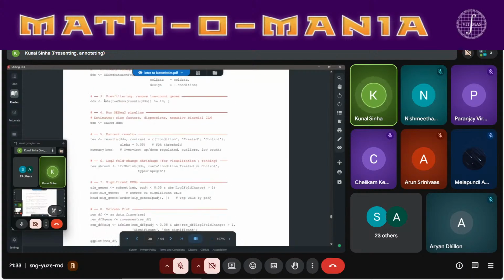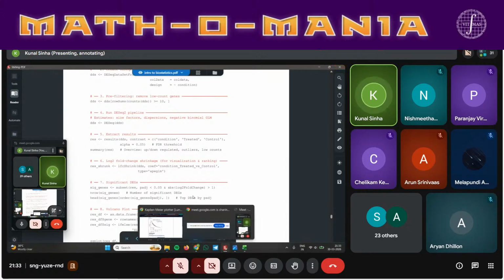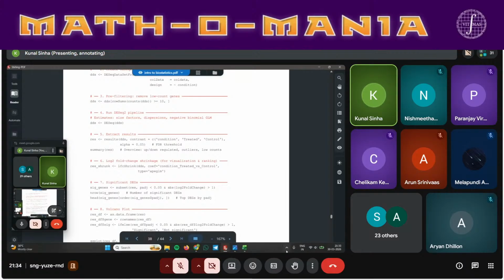Now we start the pipeline here: log2 fold change, shrinkage, and visualization. Now, log2 fold change is basically used when you have a microarray data set and you need to check for the significantly enriched genes in the data set. I have another report here. After this, I'll get into that. First, let's just go through the code now.